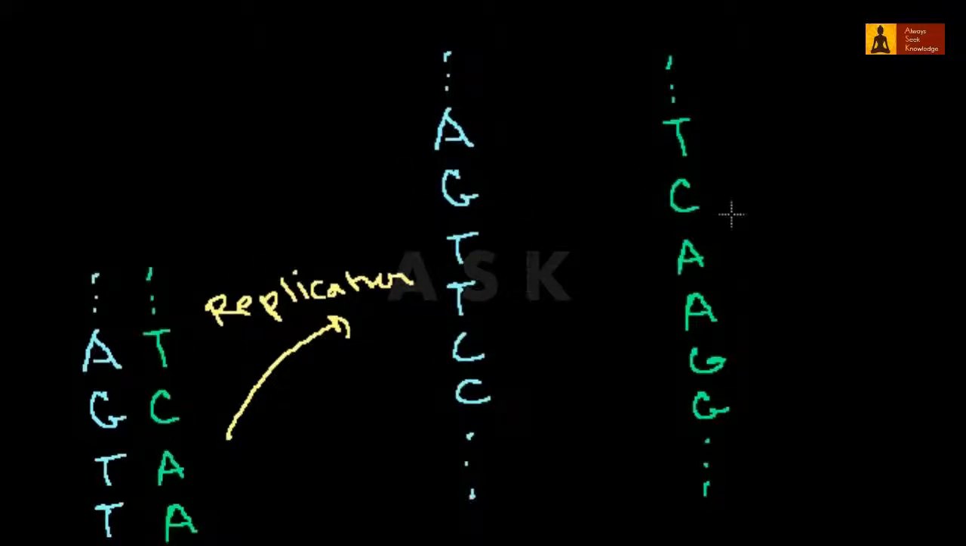Now, once they separate, what can each of these do? They can now become the template for each other. So if this guy's sitting by himself, now all of a sudden a thymine base might come and join right here. And so these nucleotides will start lining up. So you'll have a thymine and a cytosine, and then an adenine, adenine, guanine, guanine, and it'll keep happening.